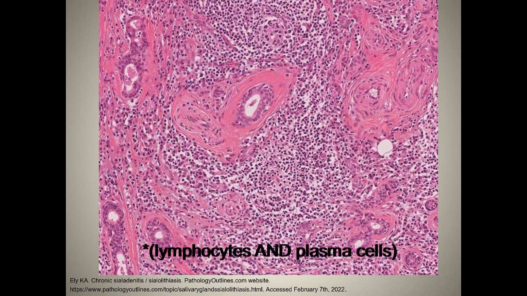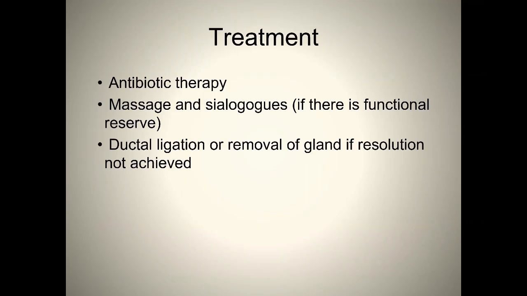Eventually, over time, you'll see less of the lymphocytes and more of the sclerosis and fibrosis. It can become so bad that the sclerosis and fibrosis completely replaces the gland, and it essentially becomes non-functional. If there is an acute component to chronic sialadenitis, you can treat with antibiotics, but most of the time it occurs for a different reason.